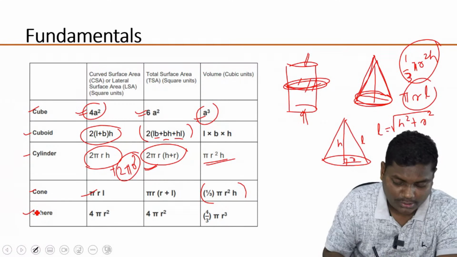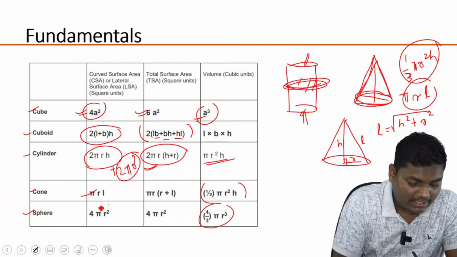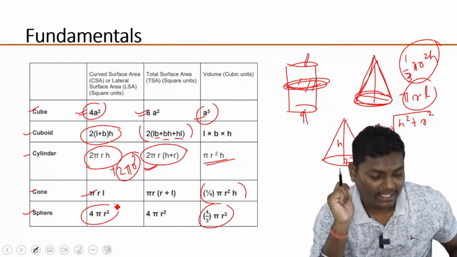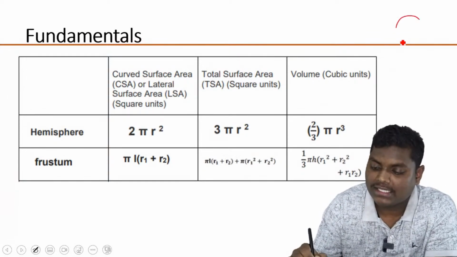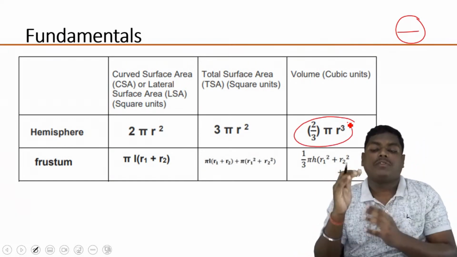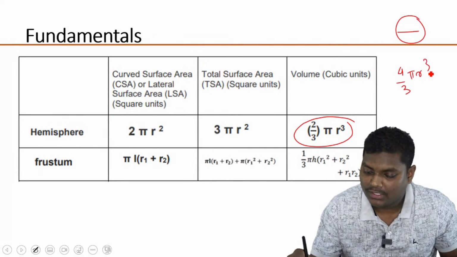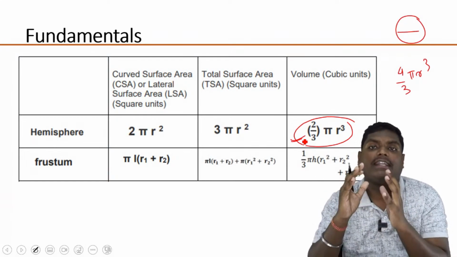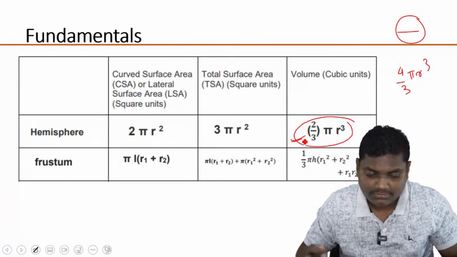For a sphere, the volume is given by 4 by 3 pi r cube, and the total surface area, the curved surface area, is given by 4 pi r square. Now moving to the hemisphere, what is a hemisphere? It is half of a sphere. So the volume of the hemisphere will be half of that of the sphere. We know for a sphere it is 4 by 3 pi r cube, so half of it will be 2 by 3 pi r cube. See, you can just correlate. You can remember one and try to correlate the others. That is the best thing you can do.